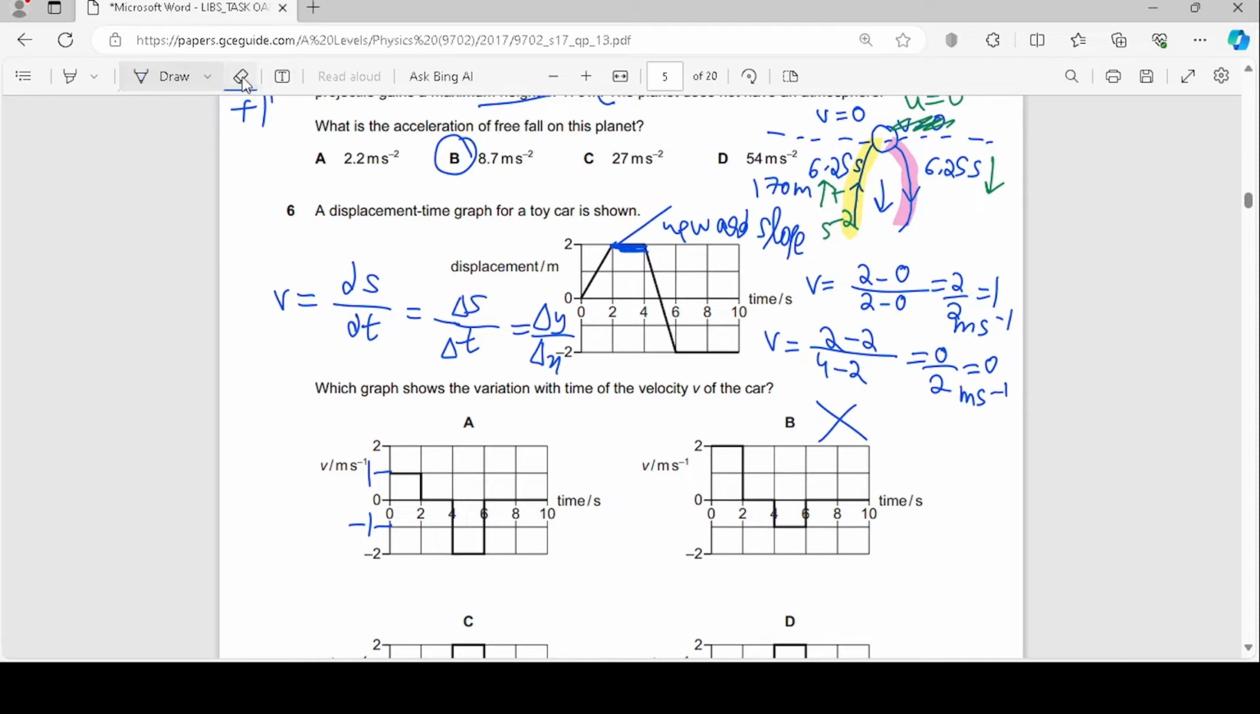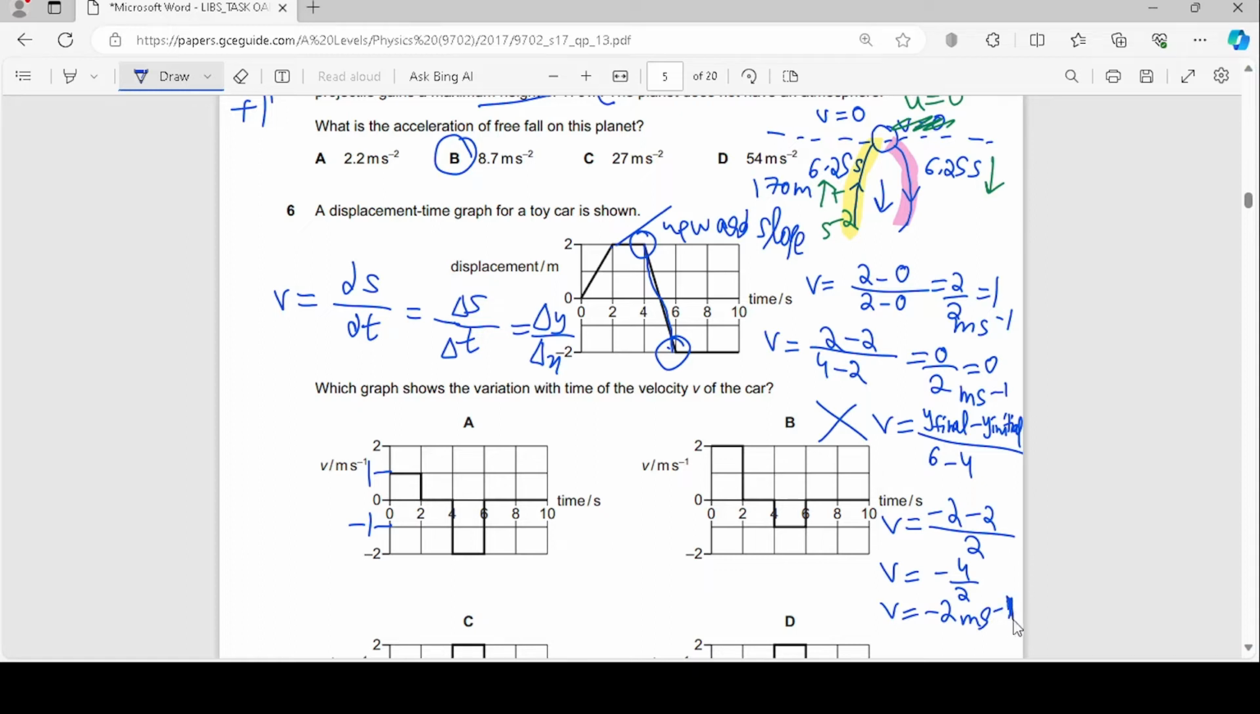As for the next portion of the graph, which is from 4 to 6, I calculate the change in y over the change in x. Change in y means the final y minus the initial y, over the change in x. Change in x is much easier, because it's 6 minus 4. The y final is minus 2, and the y initial is again 2. So minus 2 minus the y initial, which is 2, divided by 6 minus 4, which is 2. So you get v equals minus 4 divided by 2, so v equals minus 2 meters per second.